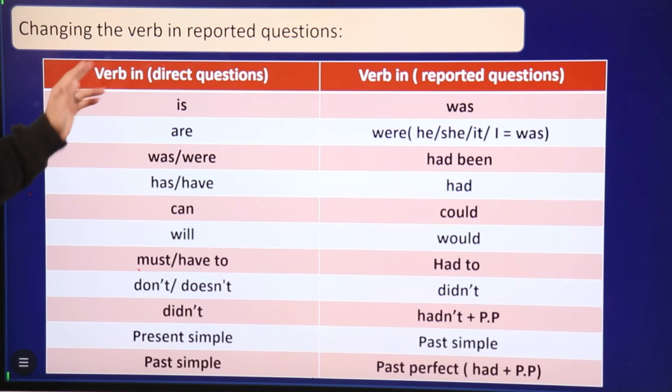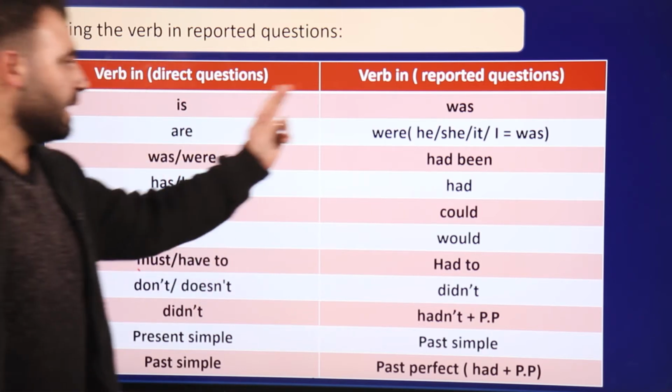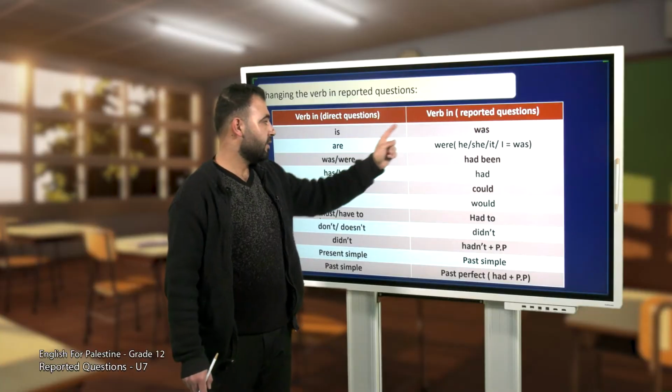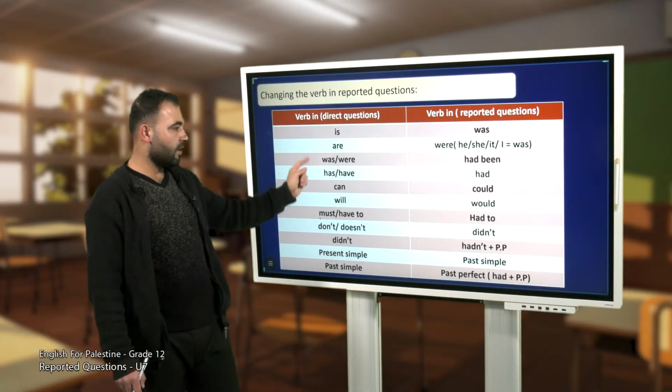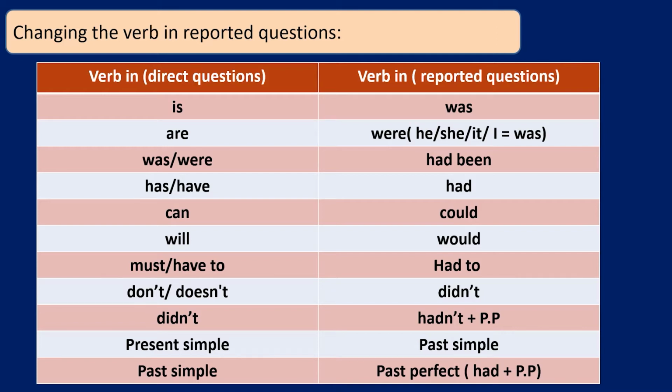Here is the form of verbs in direct questions. Here is the reported form. Is, was, are, were, but pay attention. If the pronoun is you and we change it into he or she or it, the are is reported as was. Pay attention to this point. Was or were, the past perfect, had been, has or have, the reported is had, can, it is changed to could, will, would, must, or have to, had to, don't, and doesn't.